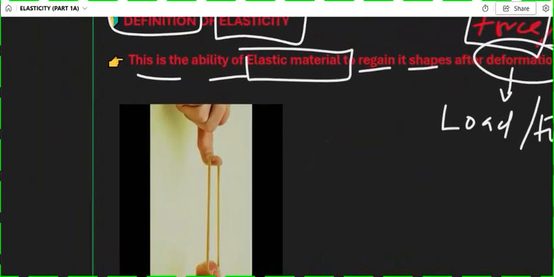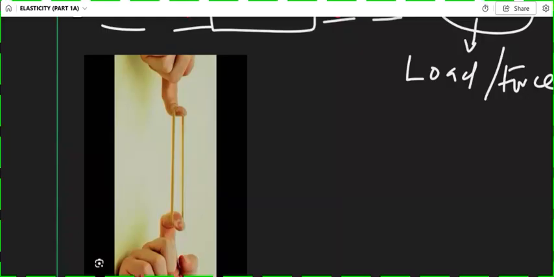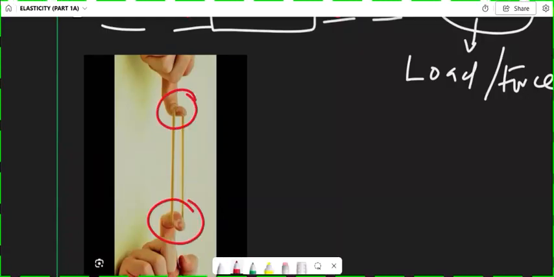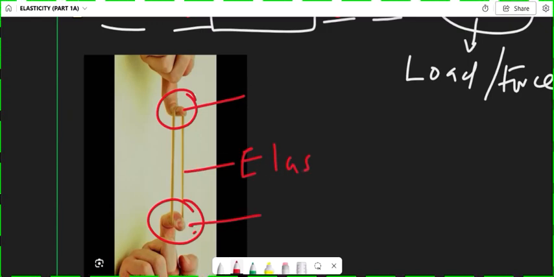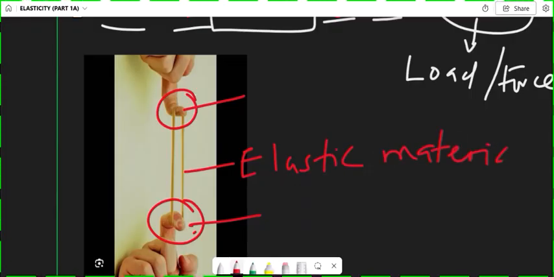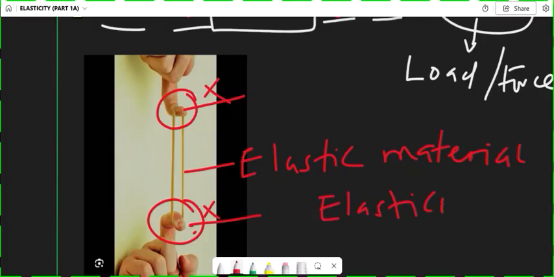For instance, look at this example here. Look at the example carefully. You see, we have two forces here. That means somebody is pulling the rubber here, and that person is pulling the rubber here. And this is the elastic material. Now, the ability of the material, after being deformed by the application of the two forces, to go back to its former shape is called elasticity. So that's the meaning of elasticity.